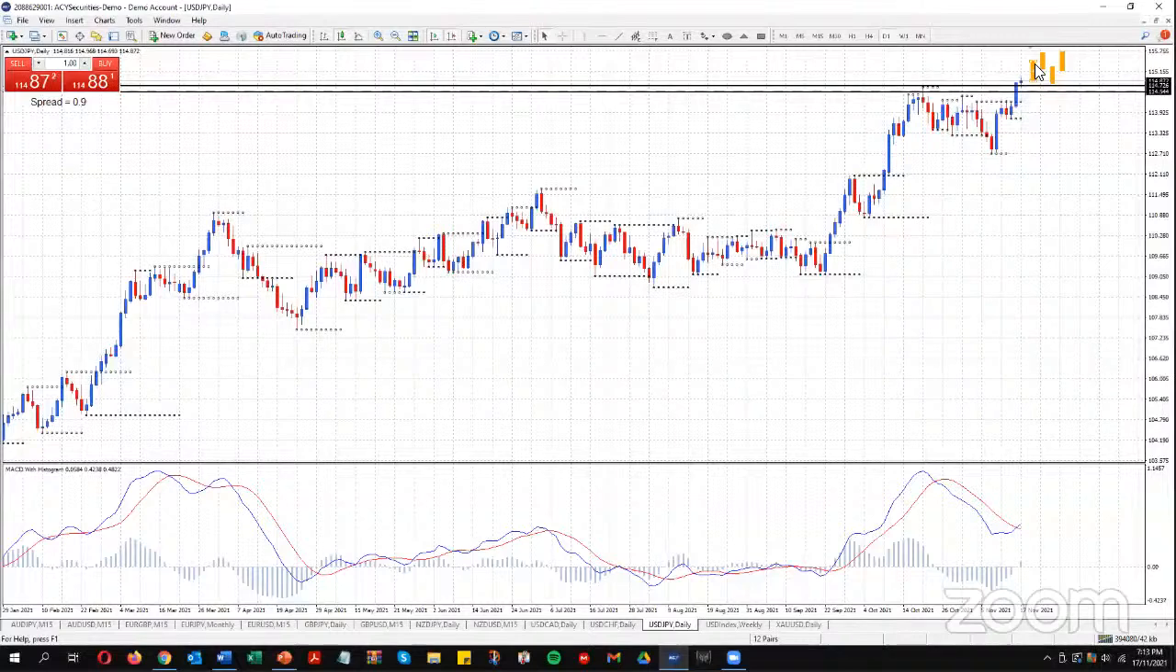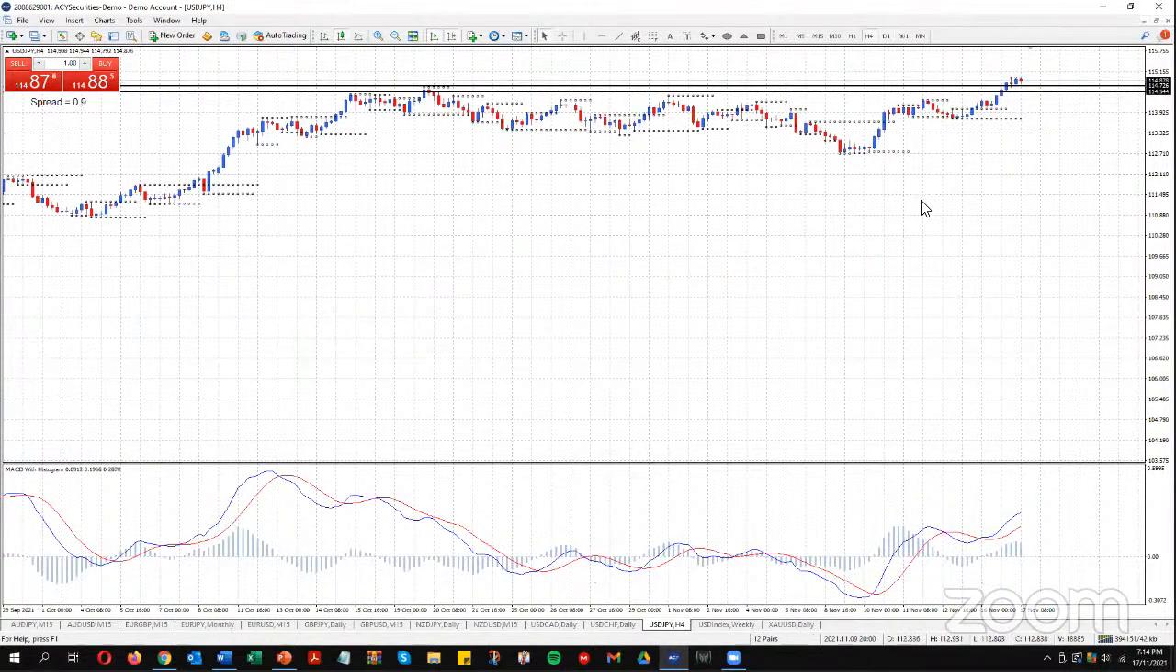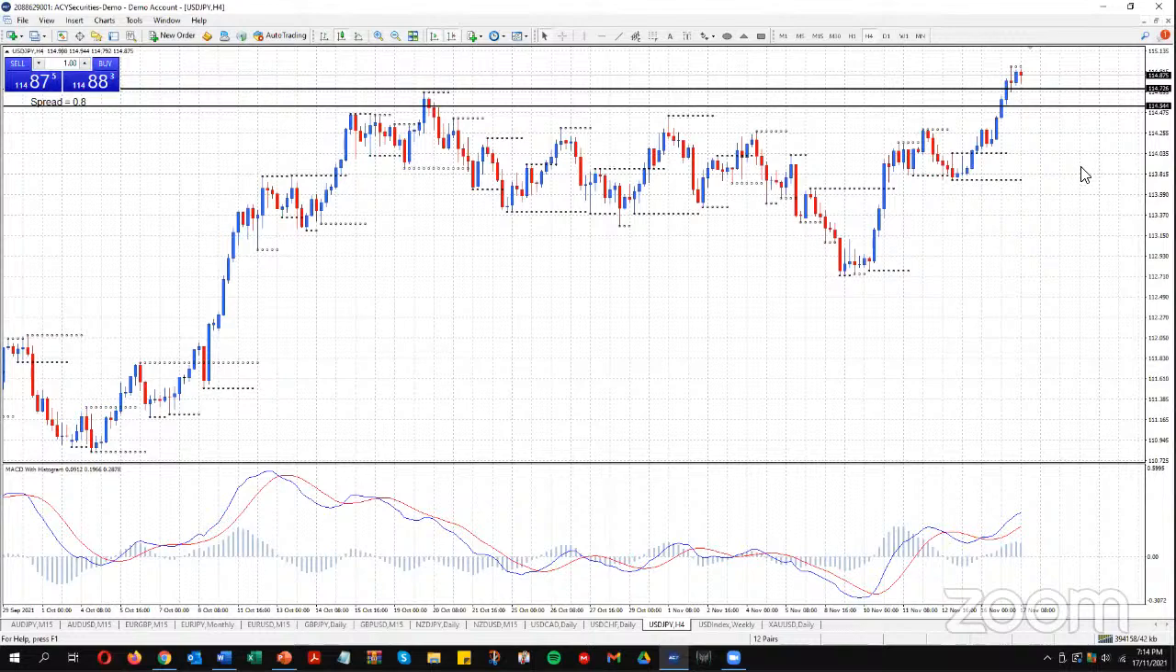If I see it reject healthily, then I am going to be looking for opportunities to sell. But at the moment, it's not presenting me with anything to do other than to watch and to know that I'm at a major area of resistance at the moment that the market's trying to move through. The 4-hour chart, it's in an uptrend.